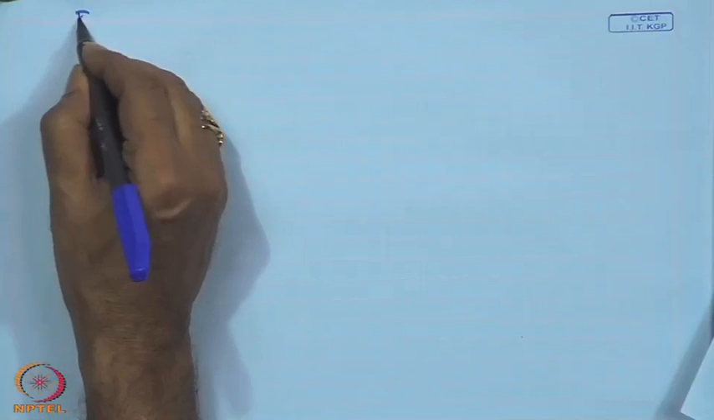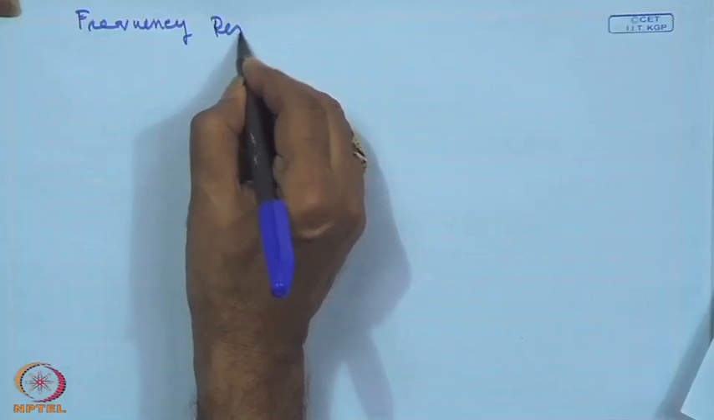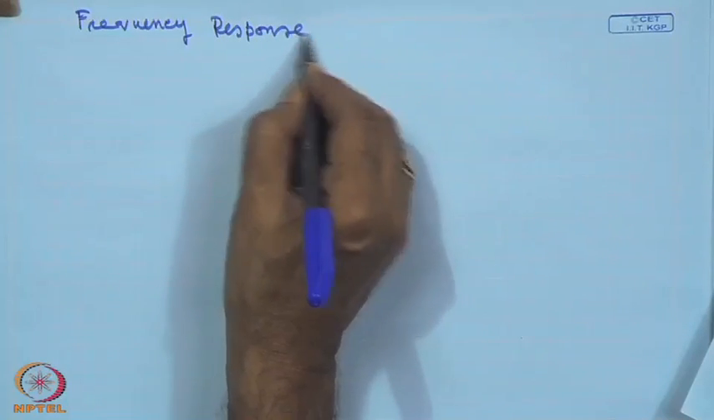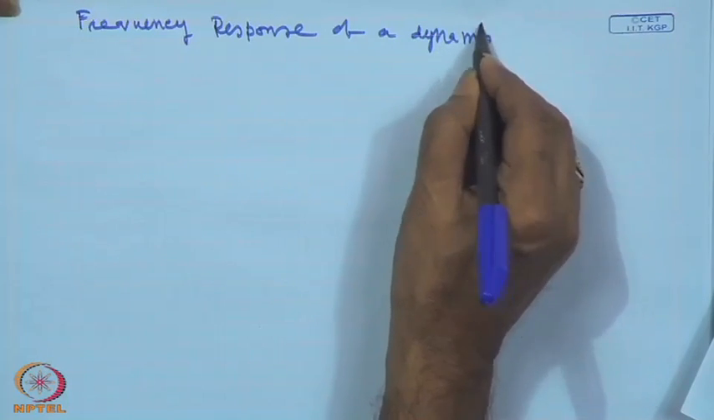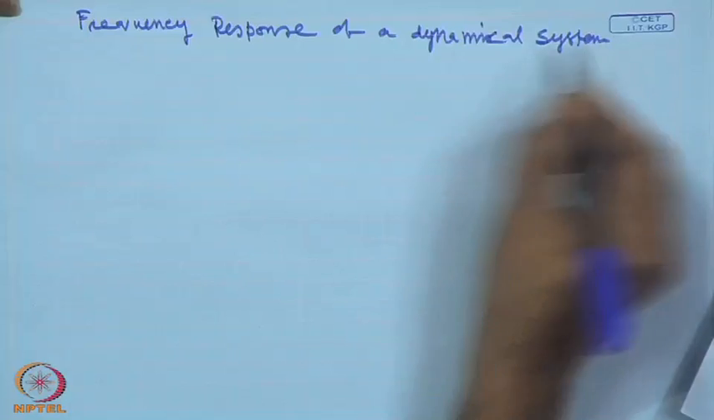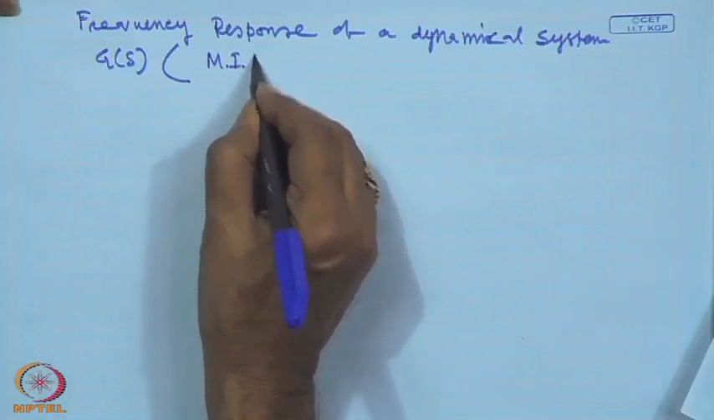Before we go into more detail on H infinity controller design, we must know the frequency response of multi input multi output systems. So, next our discussion is the frequency response of a dynamical system G(s), a multi input multi output system.